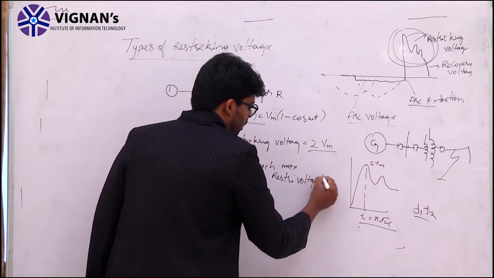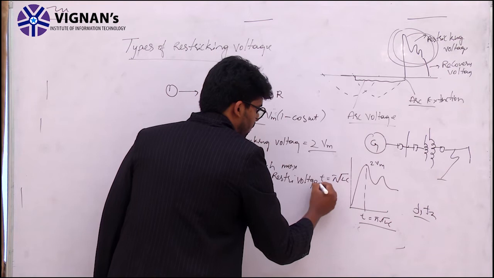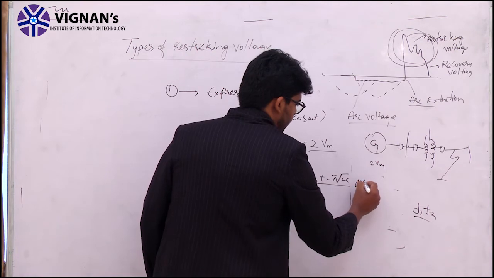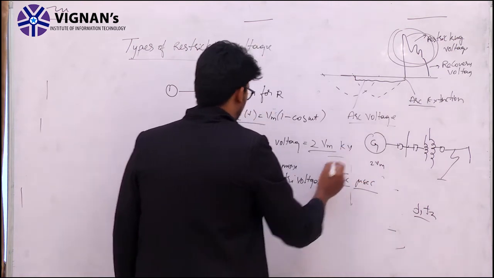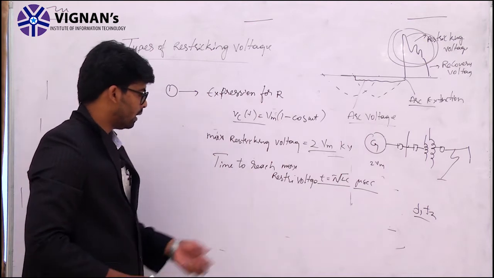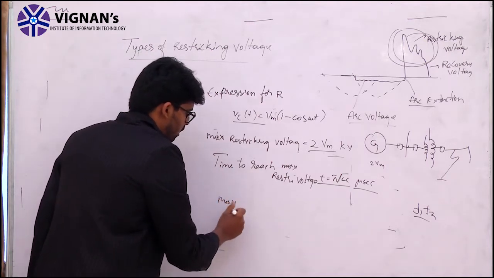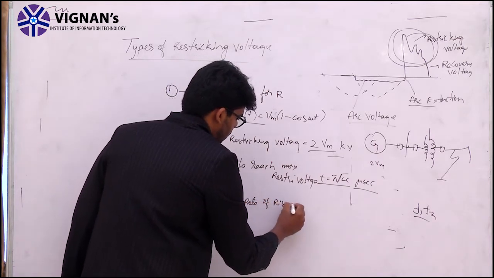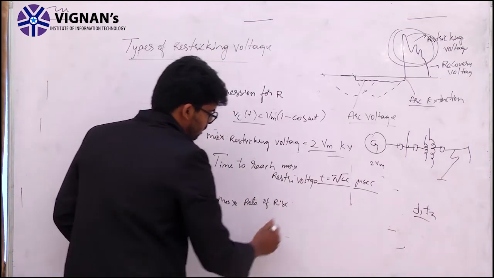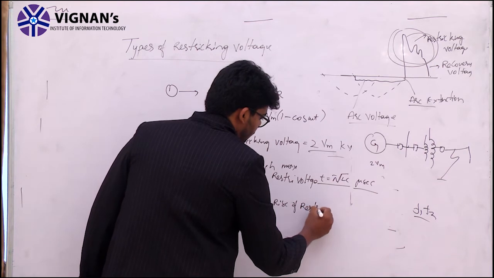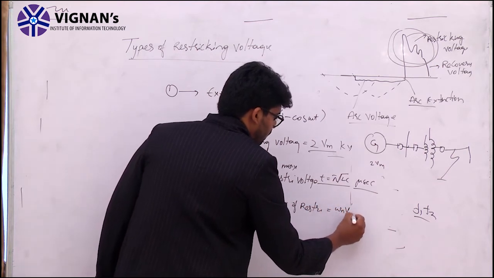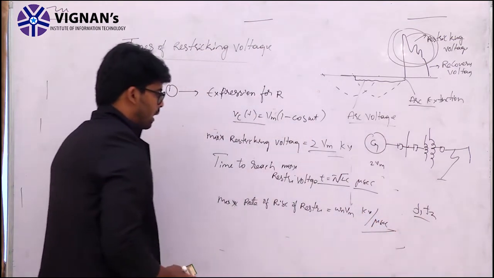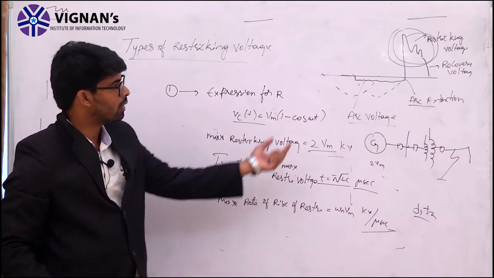So this is given by T equal to pi into root LC. This value will be in the form of microseconds, and this is in the form of kilovolts. And then after that we derived a maximum rate of rise of restriking voltage as omega n Vm, which is given in kilovolts per microsecond. So these are the expressions we did for restriking voltage.